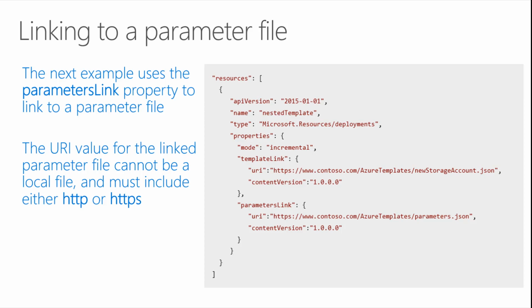Linking to a parameter file. We'll talk a little bit later about using Visual Studio or Visual Studio Code. By default, when you fire up a new template in there, it will make a parameter file for you, which is really nice. You can keep all the variables in there. It's the same concept here in the lower right-hand side. As we mentioned, you have a parameters link, and in this case, it points to a URI, HTTP or HTTPS, and it could either be out on a website or in a storage account.